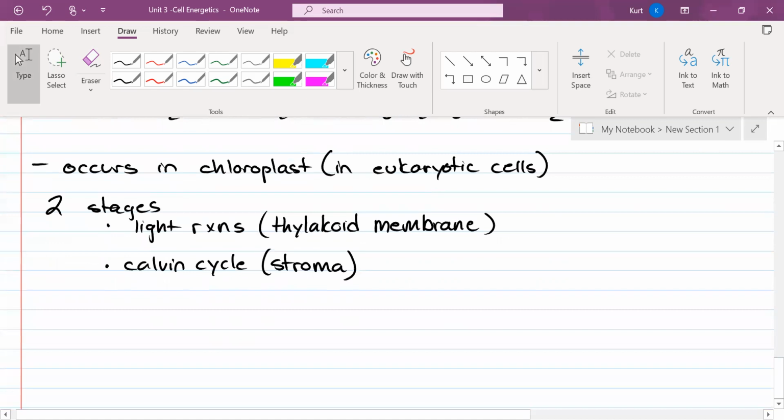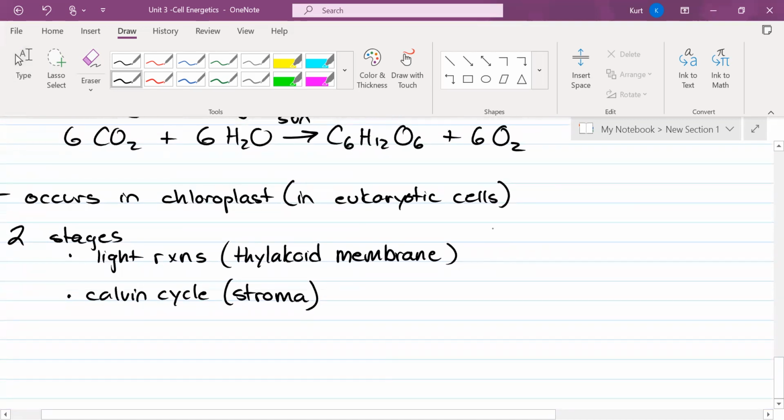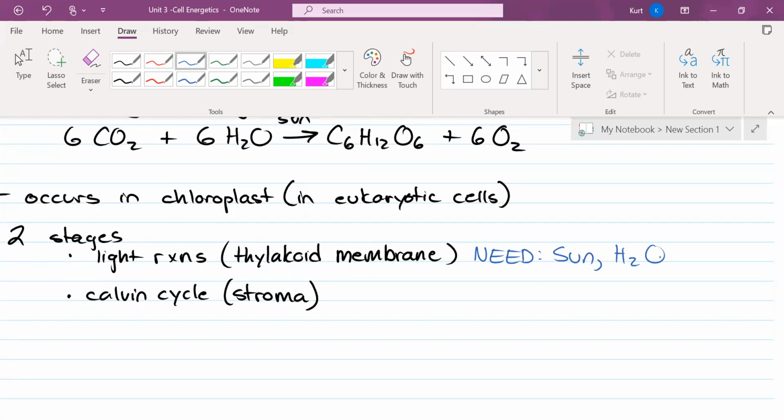All right. I want to also have you guys understand, this one's really important. In the light reactions, you only need sunlight and water. You do not use carbon dioxide in light reactions. I've seen so many multiple choice problems on AP exams where they try to trick you into thinking that the light reactions need CO2. They do not need CO2. The Calvin cycle needs CO2.